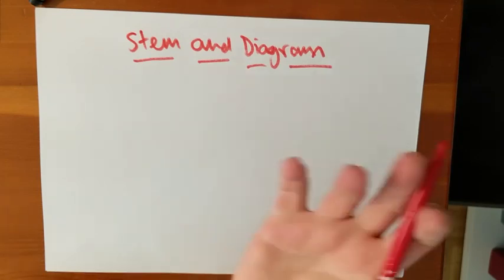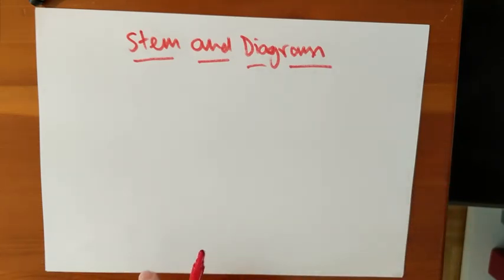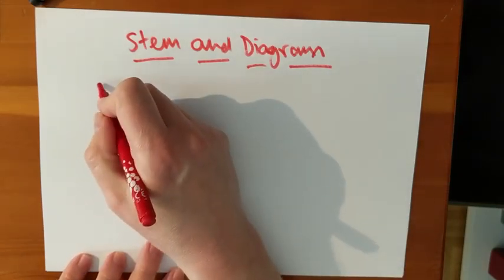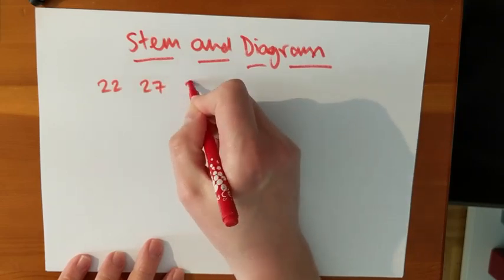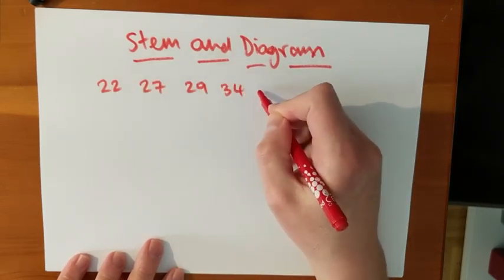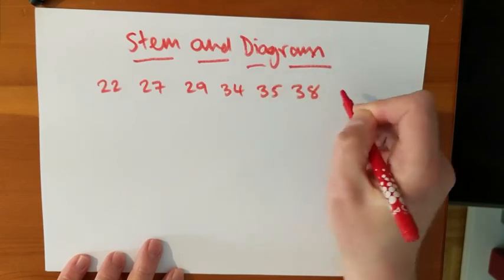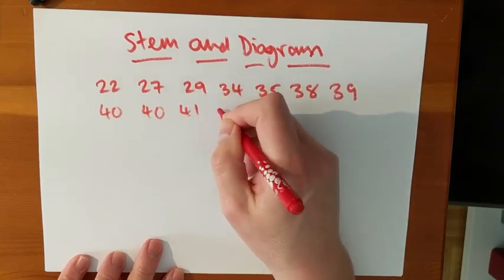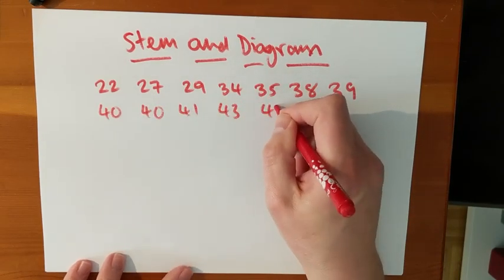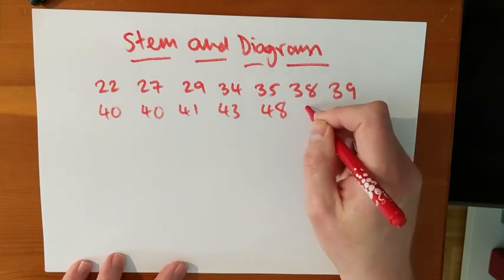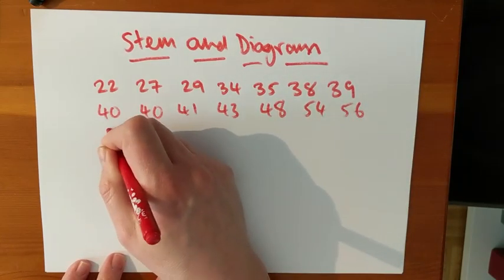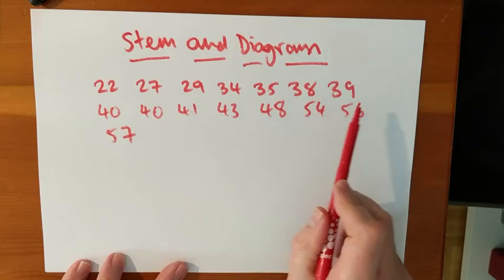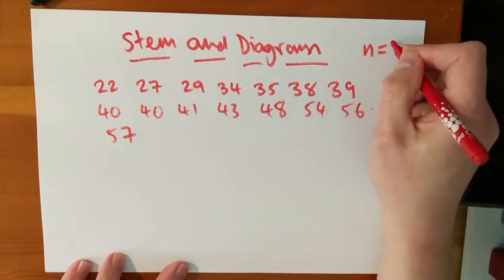I want you to imagine that there's a test. So you guys have a test, and then we take all the scores and we put them into a stem and leaf diagram. So the scores might be, for example, let's have 22, 27, 29, 34, 35, 38, 39, 40, 40, 41, 43, obviously this is bigger than our class, 48, 54, 56, 57. I've got 1, 2, 3, 4, 5, 6, 7, 8, 9, 10, 11, 12, 13, 14, 15. So here there are 15 numbers.